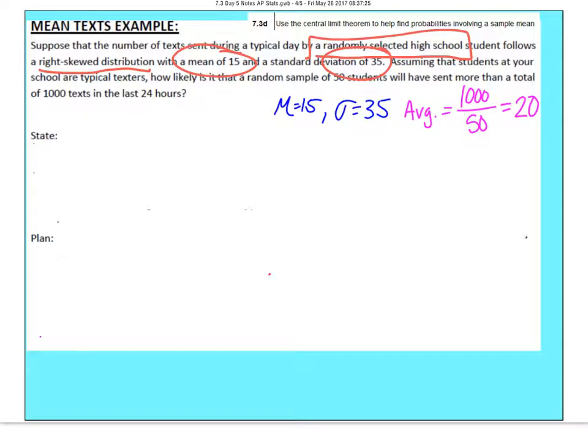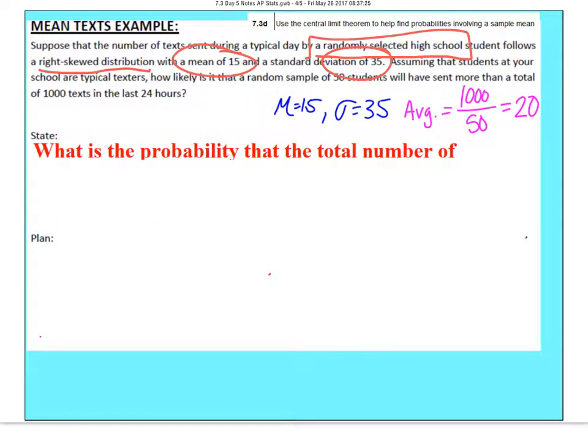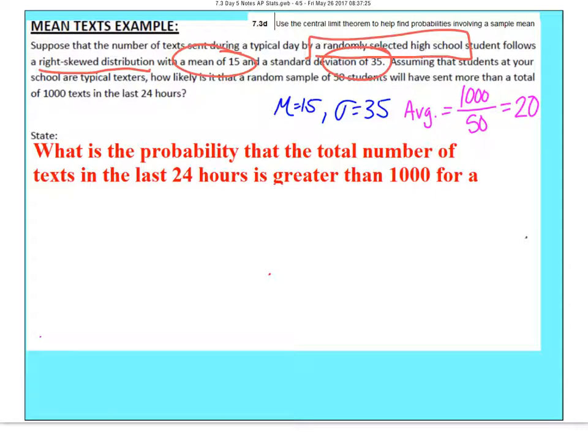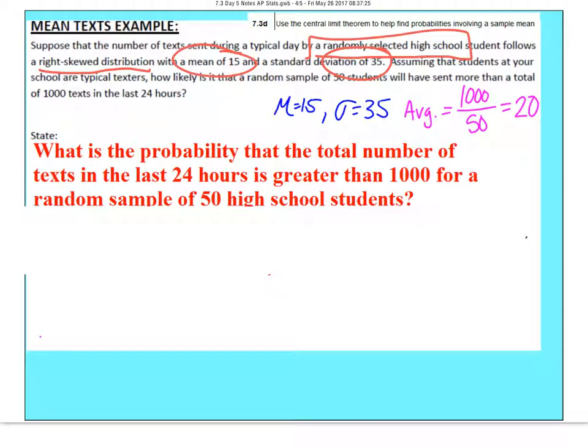Okay. Let's state the scenario. What do they want us to find? What's the probability that the total number of texts in the last 24 hours is greater than 1,000 for a random sample of 50 high school students? Okay. That is our actual question at hand here. So how do we find that?